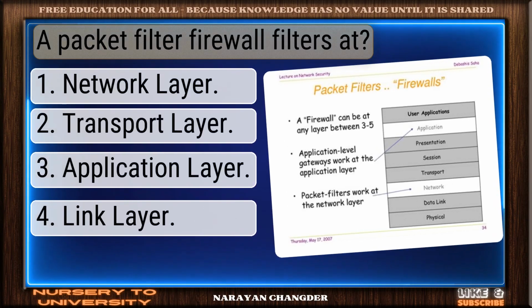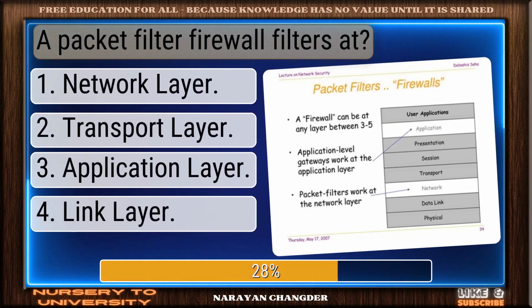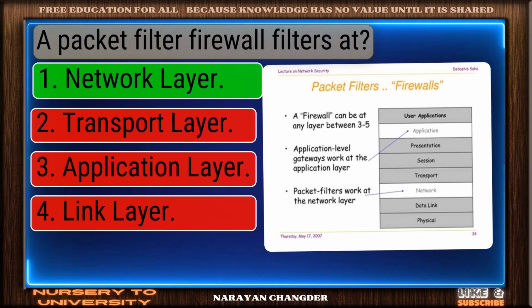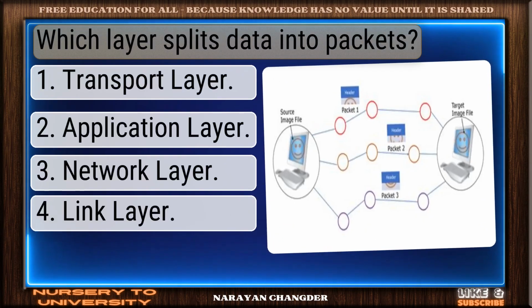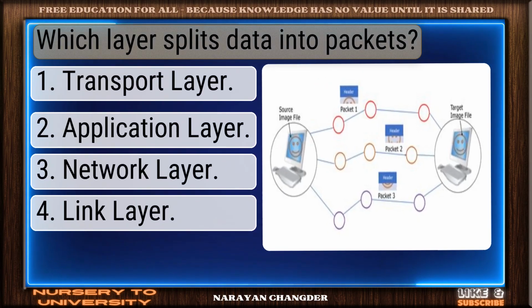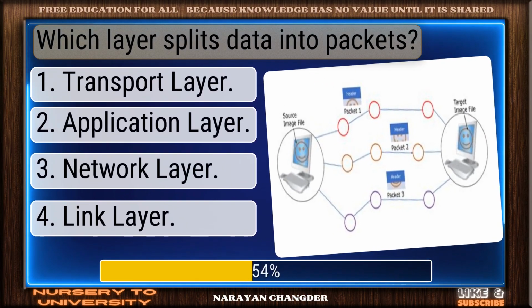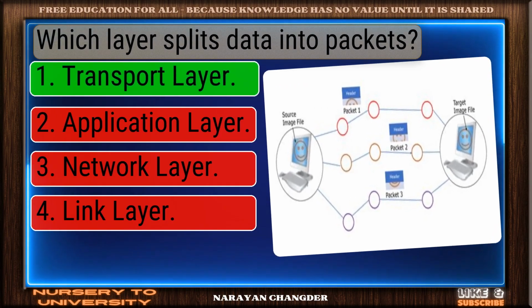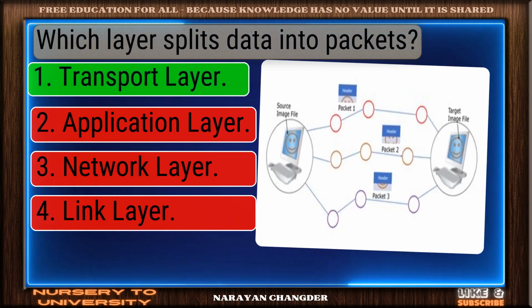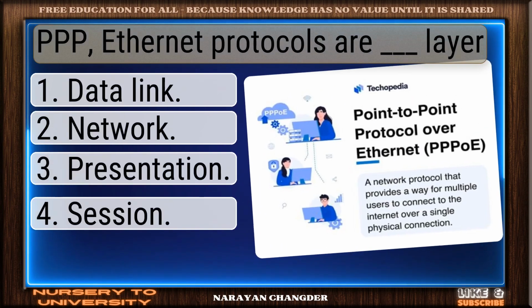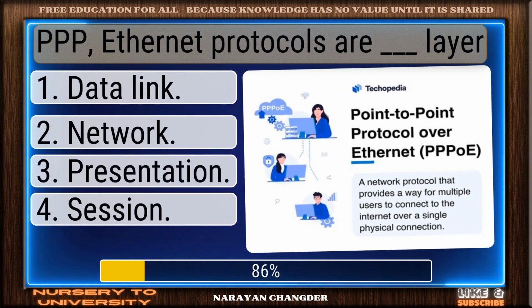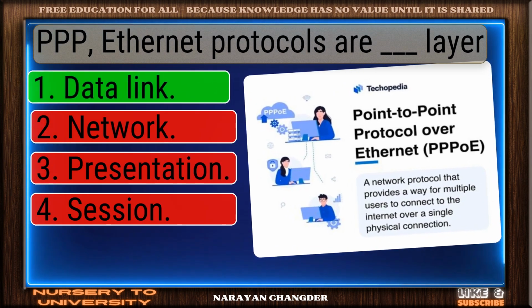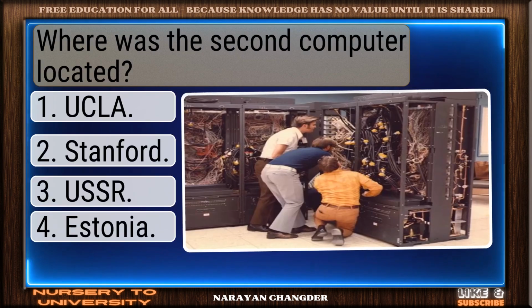A packet filter firewall filters at... Nicely done. Network layer is solid. Which layer splits data into packets? Correct. Transport layer is spot on. PPP, Ethernet protocols are dash layer. On track. Data link is correct.